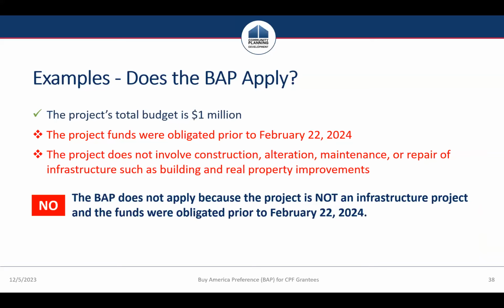So for this third example, the obligation date under the phased implementation waiver is one reason why the BAP does not apply. However, it's not the only reason. Operating costs of a public facility does not constitute an infrastructure project, so we can stop there. The BAP does not apply because the project does not involve construction, alteration, maintenance, or repair of infrastructure, such as building and real property improvements.